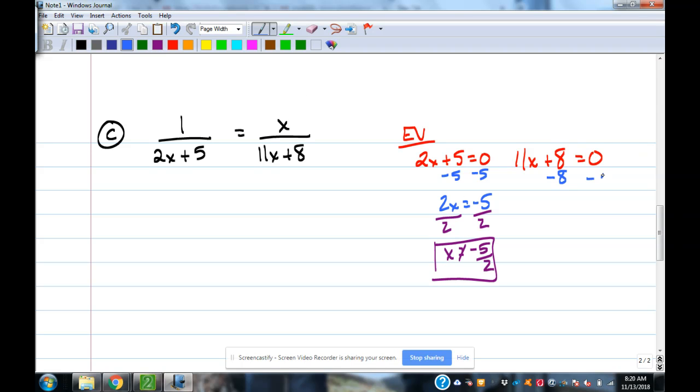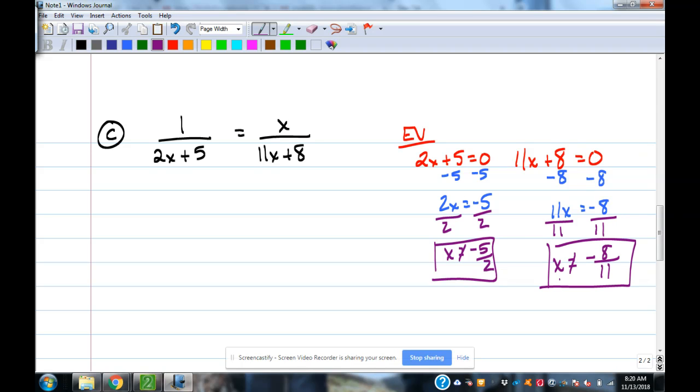And the other one. And then divide by 11. Not negative 11, but regular 11. And the other restricted value or excluded value is negative 8 over 11.